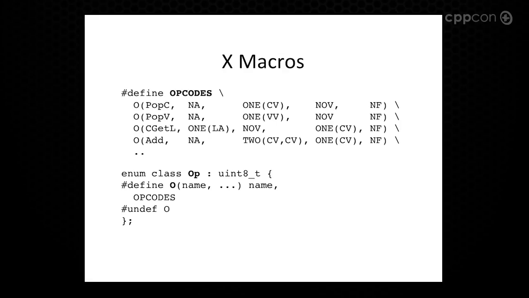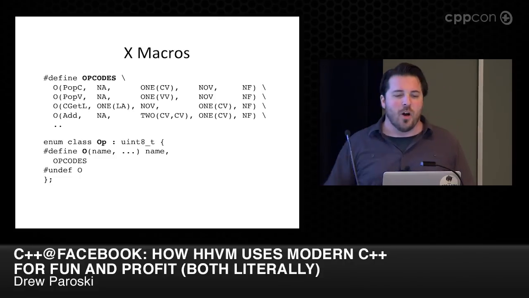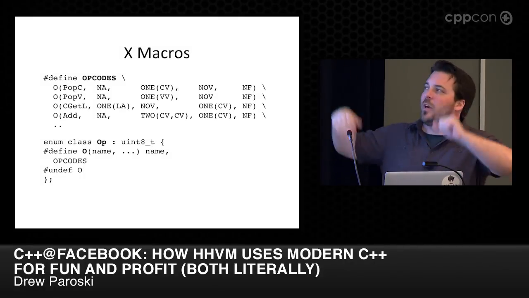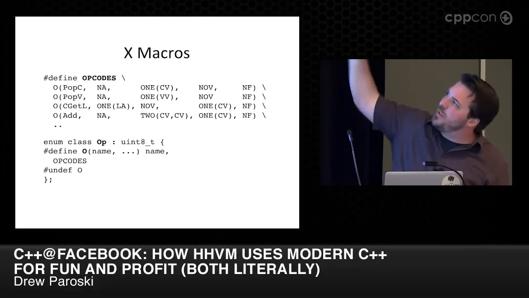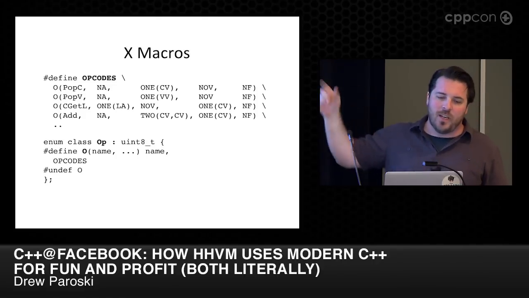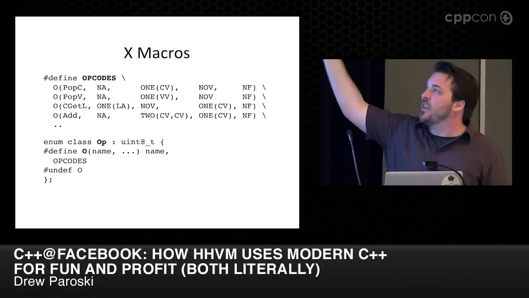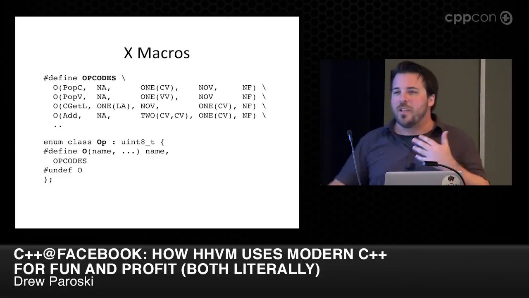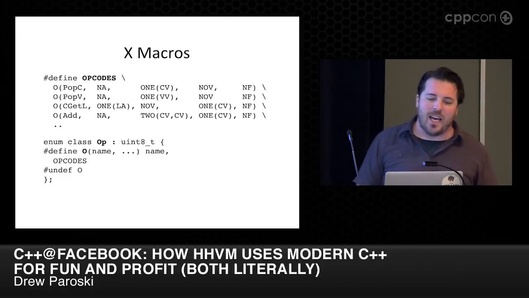Basically, you define, in this example, it's called opcodes, and then it's a list of things that kind of look like function calls. In this case, we used O. So it's just a series of O, open paren, list of stuff, close paren, then another O, and so on. And so we have one row for each instruction. As you can see, the instruction name is first, and then the other 4 fields are information about what the inputs or the outputs are, various flags.